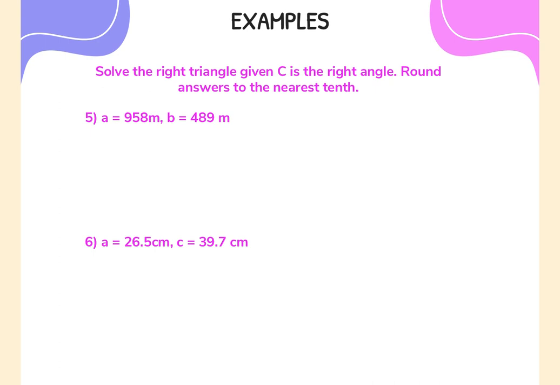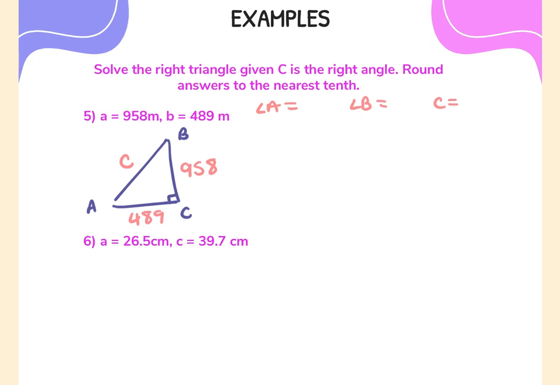All right, these are what happens if you're given the side lengths and no angles. It says solve the right triangle, given C is the right angle, round answers to the nearest tenth. Same exact set of instructions. But if I label this triangle, C is my right angle, this time what I'm given is side A is 958, side B is 489. I'm missing side C, and obviously I'm missing the two angles. So I need angle A, angle B, and side C.